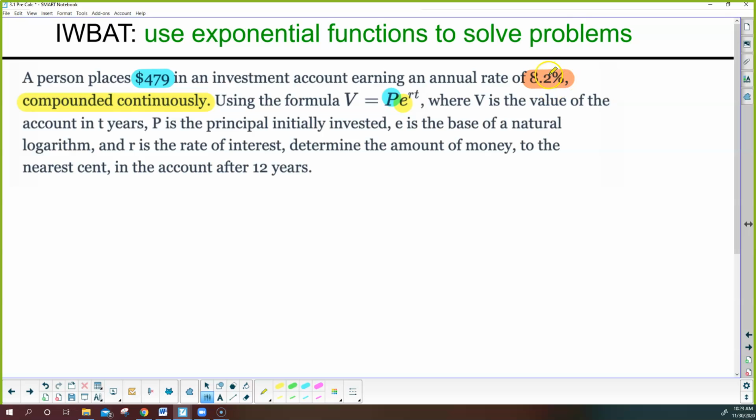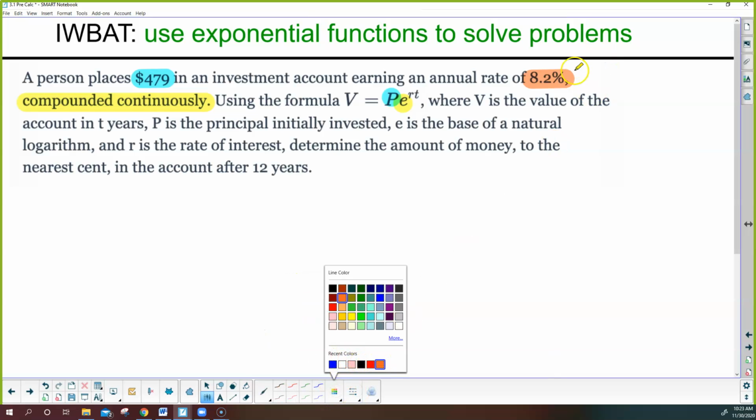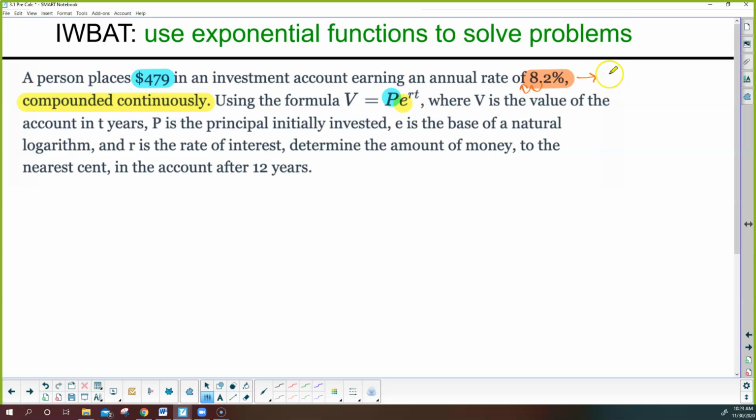So we have to be really careful here. I'm not going to put R as 8.2%. I have to convert that to a decimal first. And that's the one thing students always kind of forget is, okay, if this is 8.2%, I got to move the decimal back 2 spots to the left. So now I got 0.082. And that is the R value.